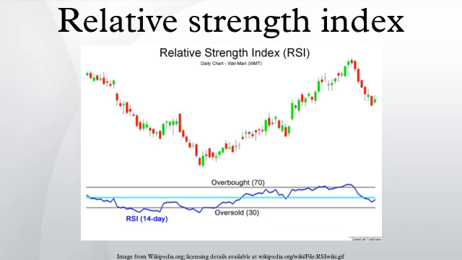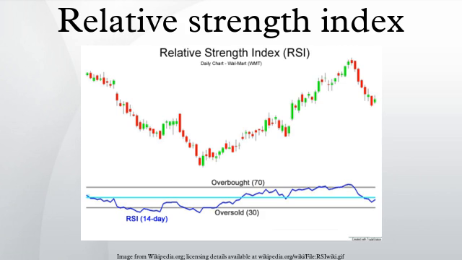The relative strength index is a technical indicator used in the analysis of financial markets. It is intended to chart the current and historical strength or weakness of a stock or market based on the closing prices of a recent trading period. The indicator should not be confused with relative strength. The RSI is classified as a momentum oscillator, measuring the velocity and magnitude of directional price movements.